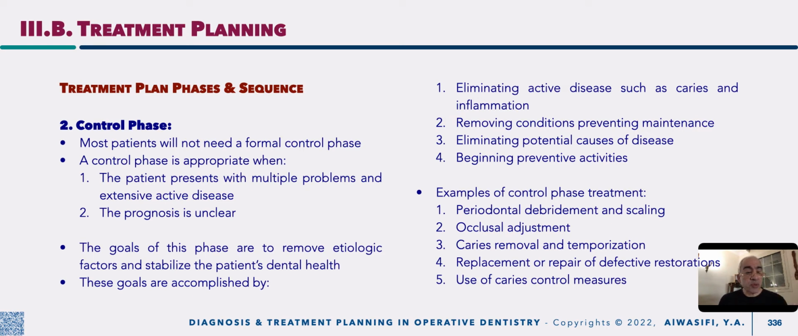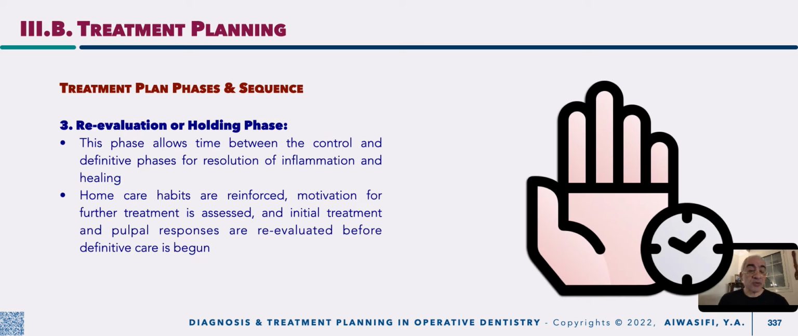But if the case is normal, maybe the patient presents with multiple problems like extensive active disease, and the prognosis is unclear. That's why I would like to eliminate the active disease, such as caries and inflammation, removing conditions preventing maintenance, eliminating potential causes of the disease, beginning preventive activities such as periodontal debridement and scaling, occlusal adjustment, caries removal and temporization, either with fluoride-containing temporary filling or not, replacement or repair of defective restoration, and use of caries control measures.